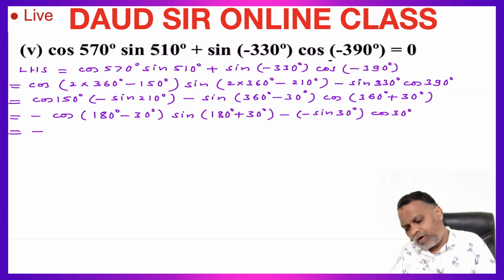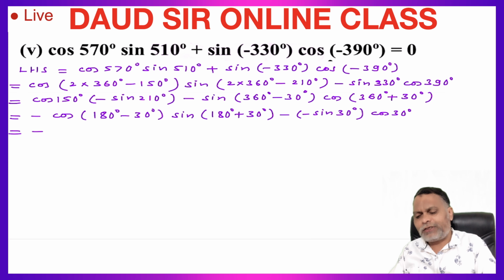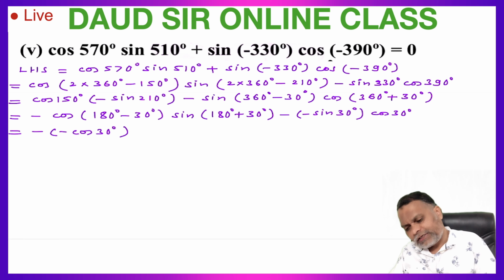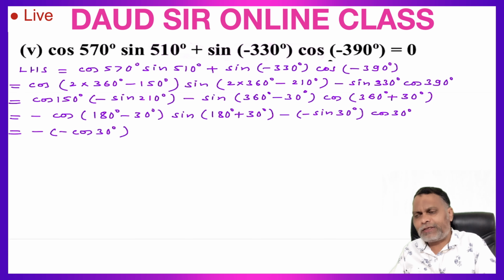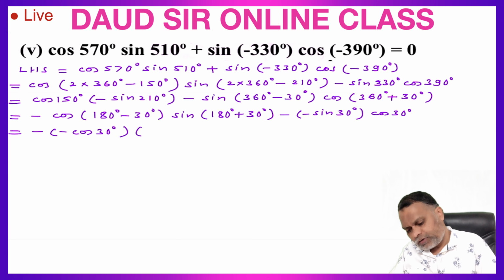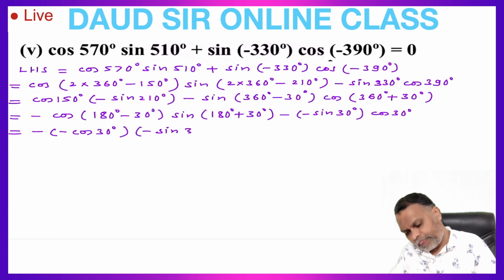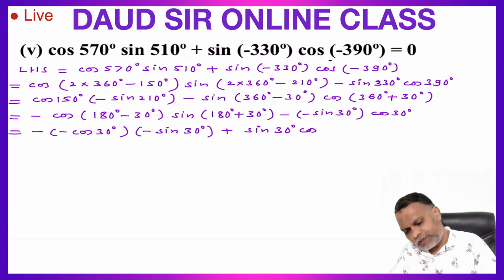This minus cos(180 minus theta). 180 minus theta lies in second quadrant. In second quadrant sin is positive, this is cos, so minus. In case of 180 no change, minus cos 30 degree. Sin(180 plus theta). 180 plus theta lies in third quadrant. In third quadrant tan is positive, this is sin, so minus. In case of 180 no change, so minus sin 30 degree. Minus minus plus sin 30 degree into cos 30 degree.